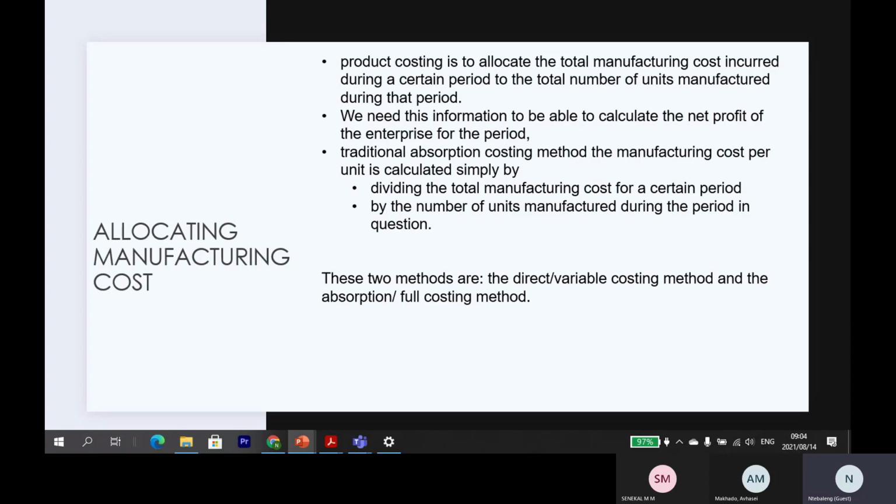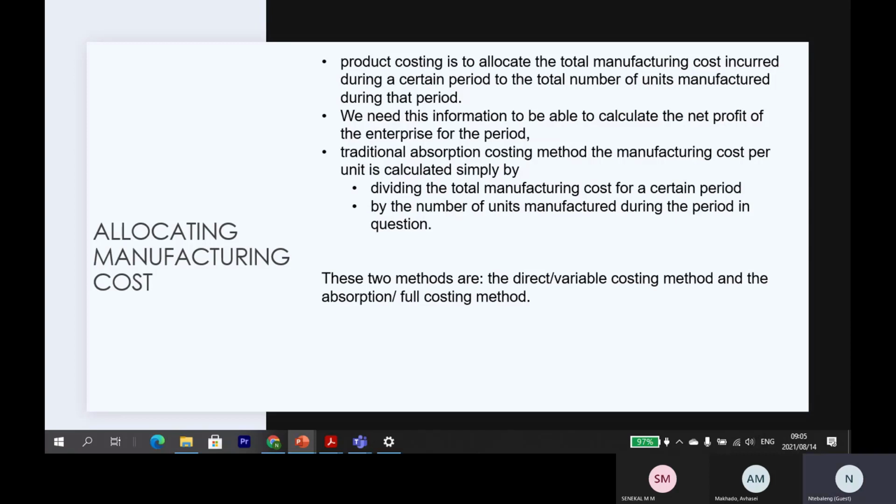Right. So the first one, allocating manufacturing cost. What they mean by that is that every single product needs to be allocated the manufacturing cost, right? And if you remember from the first units that we touched, total manufacturing cost includes both variable and fixed manufacturing costs, right? But these costs need to be allocated to the product during a certain period, and you do so by allocating to the units that you're producing, right?